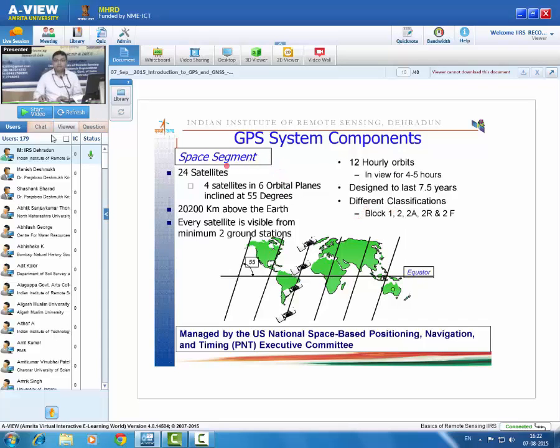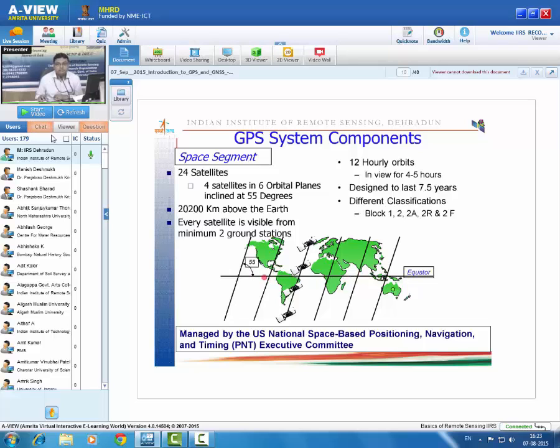Now the space segment, the first of the GPS components, has been built so that there are 4 satellites in each of 6 orbital planes. So these are the 6 orbital planes. As you can see, these black lines are inclined at 55 degrees to the equator. This is the equatorial plane, to which there are 6 orbital planes. The entire equator is 360 degrees, as we know, and 360 divided by 6 means the 6 orbital planes are 60 degrees of longitude apart.